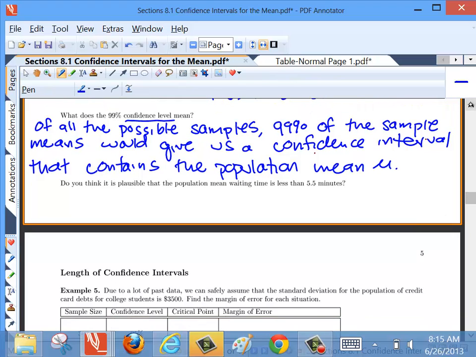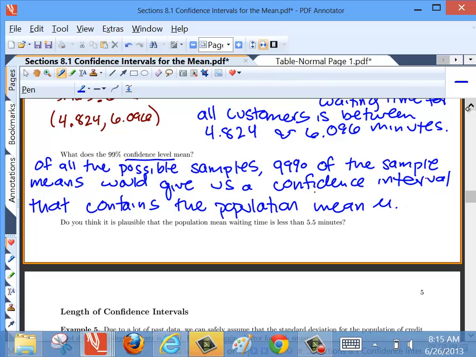So looking at our interval, do you think it's plausible that the mean waiting time is less than 5.5 minutes? Okay, some people saying yes. Go ahead and talk to me. Do you think it's plausible that it's less than 5.5 minutes? Yes or no? Yes, because that would still fall within our 99% confidence. So 5.5 minutes does fall within our confidence interval. Does 3 minutes fall within our confidence interval?